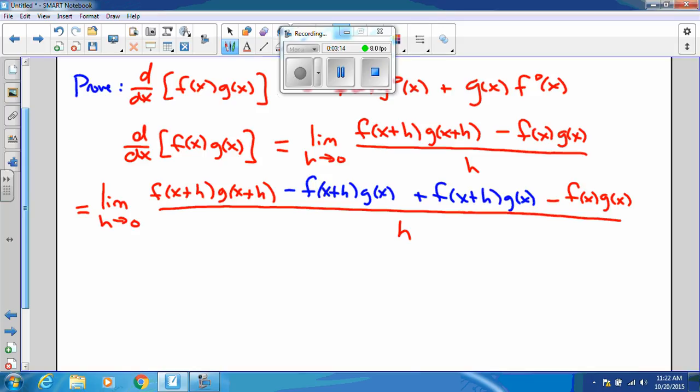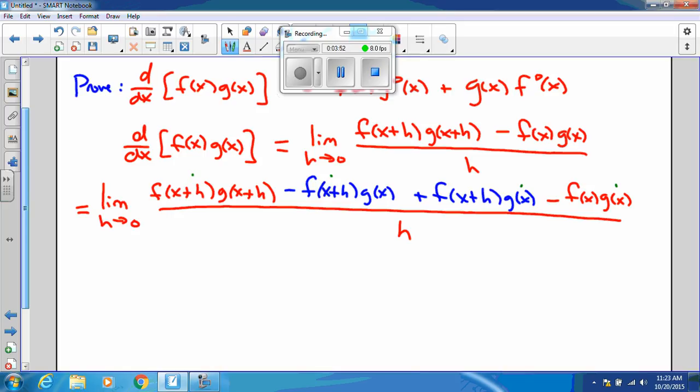Algebraically, I can do that because I added nothing. I didn't change the value of this limit, but what I did was I made it so that I had a common factor of f of x plus h for these two terms, and I have a common factor of g of x for those two terms. And that's going to allow me to factor by grouping, so to speak. Let me do one more step and I think you'll see it. Okay?